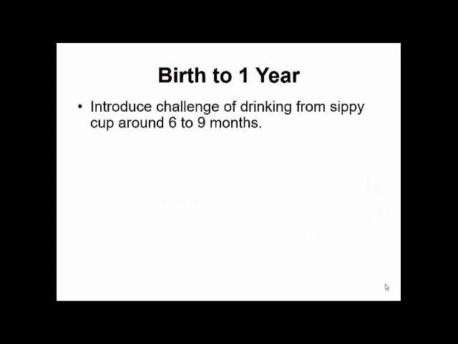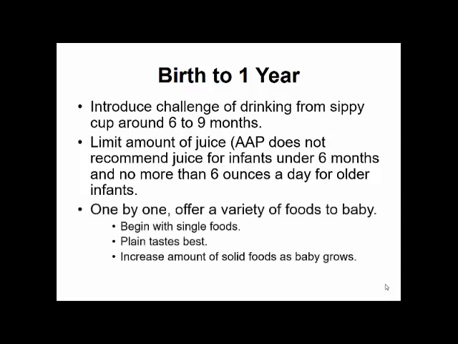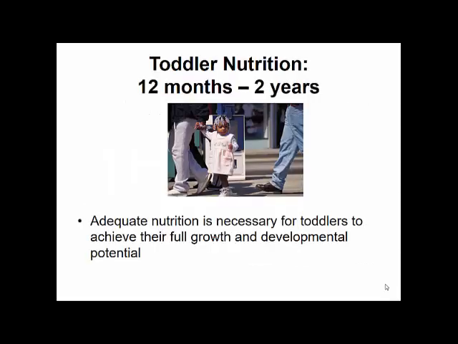Birth to 1 year. Introduce the challenge of drinking from a sippy cup around 6 to 9 months. Limit the amount of juice. The AAP does not recommend juice for infants under 6 months, and no more than 6 ounces a day for older infants. One by one, offer a variety of foods to baby. Begin with single foods; plain tastes best. Increase the amount of solid foods as baby grows.